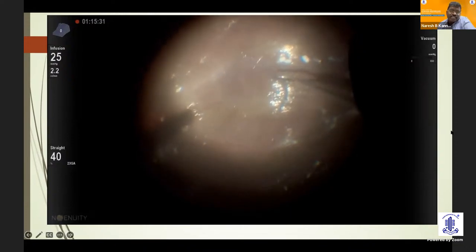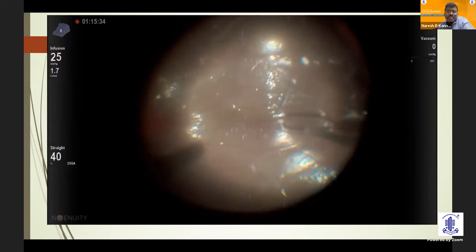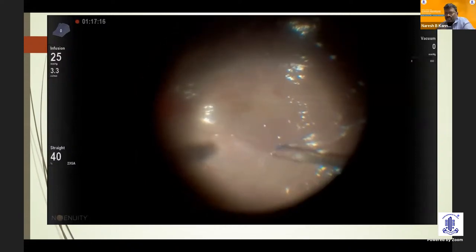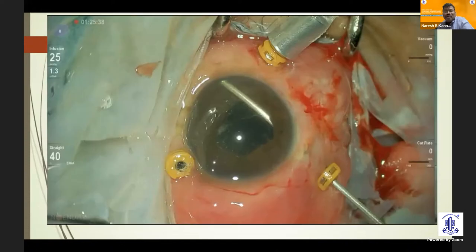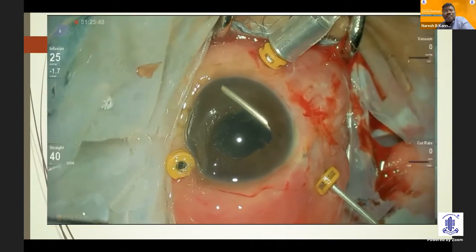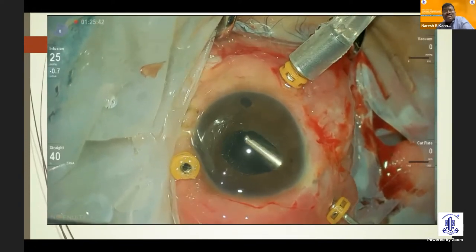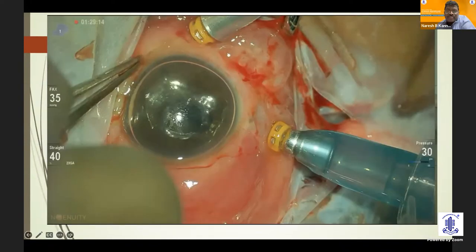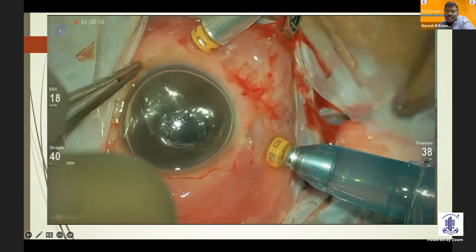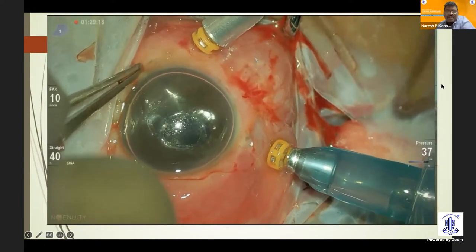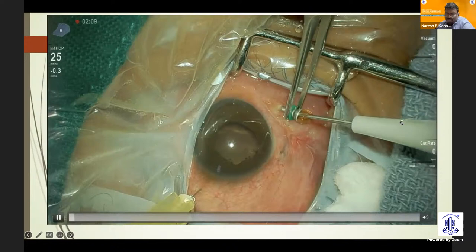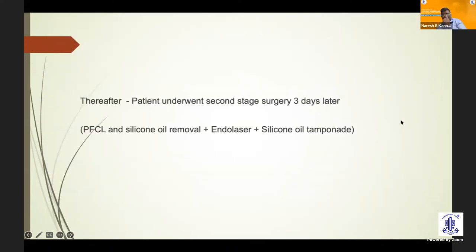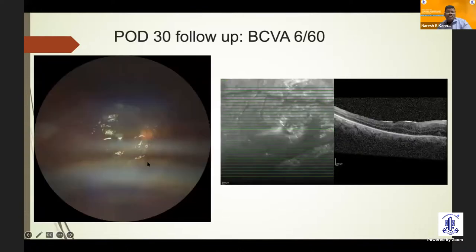And usually in these cases, with some suprachoroidal hemorrhage or serous suprachoroidal fluid, we do a staged surgery. So we do a PFCL injection and top up with silicone oil. So we leave this PFCL inside the eye for a week or 10 days. So 10 days later, this patient underwent the second stage surgery. We removed the silicone oil and the PFCL, did the endolaser, and then this is the outcome of the patient.